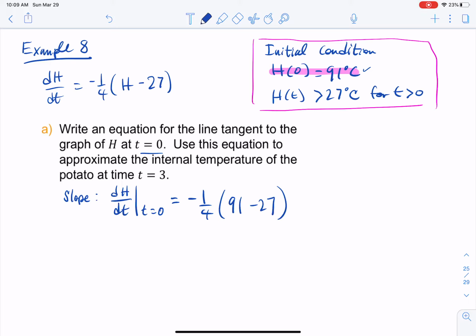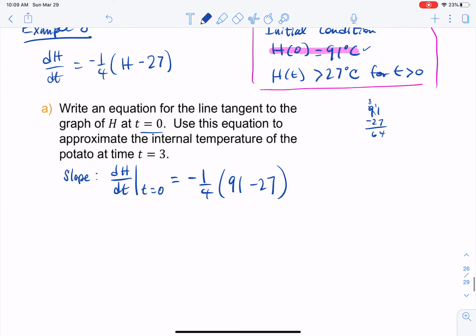And let's do some arithmetic. Sure, you can stop that, but my gosh, this is going to make this look nasty. So I've got 91 minus 27, borrow. I'd get a 4. So it is a 64. Negative 1/4 times 64. What? 64 in parentheses?